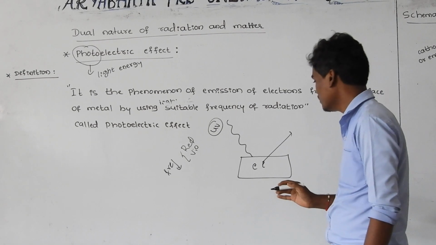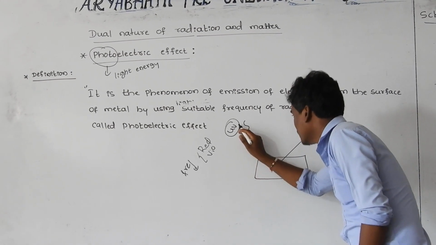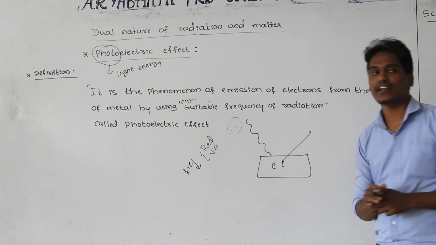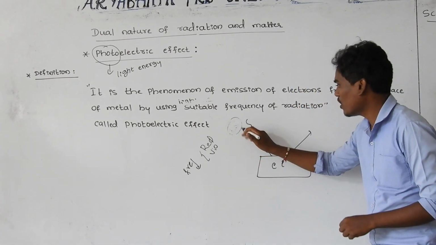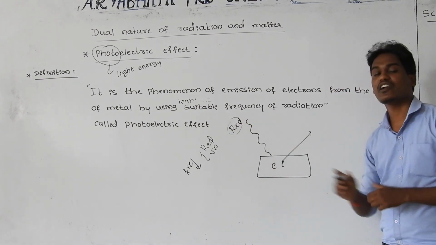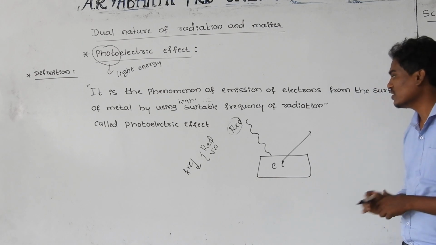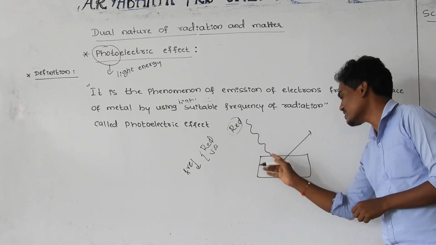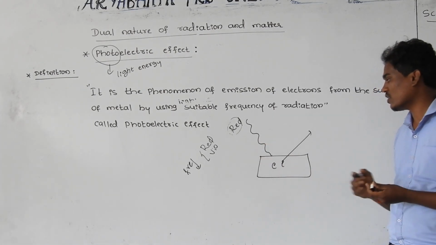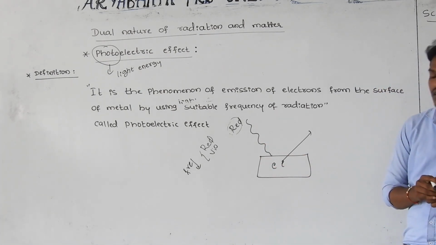For example, I am using one radiation here. I am not taking UV radiation; I am using red light. This red light has photons. Whenever this red light is incident on the metal surface, the photon energy is transferred to the electron of the metal.